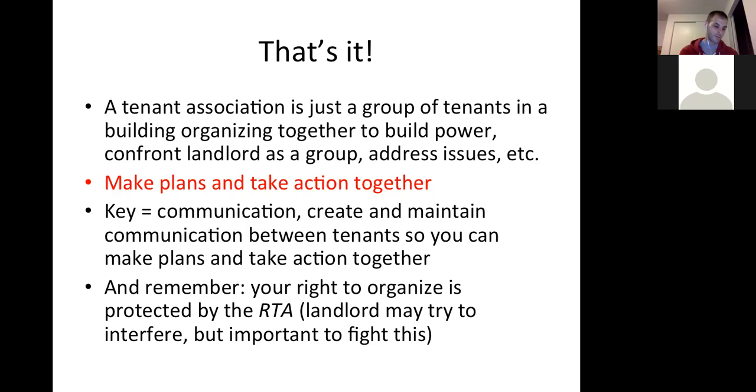This isn't part of forming a tenant association, but it is important to know that your right to organize is protected by the Residential Tenancies Act. The landlord may try to interfere with your organizing. They may try to prevent you from organizing. You have the right to organize, and sometimes it could be important to make sure that your neighbors understand that, so people don't feel intimidated, and so that they feel encouraged to organize. And you have that right regardless of whether you call yourselves a tenant association. That doesn't matter. If you're organizing with your neighbors, you're a tenant association, and your right to do so is protected by the Residential Tenancies Act.